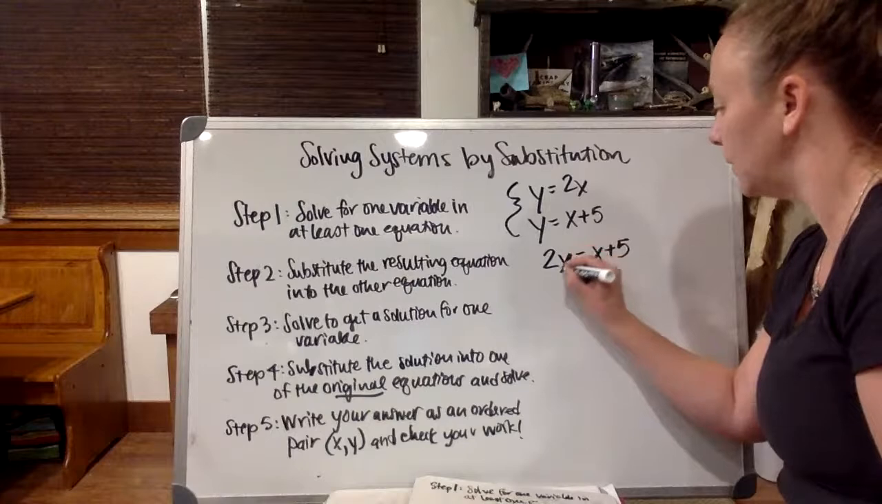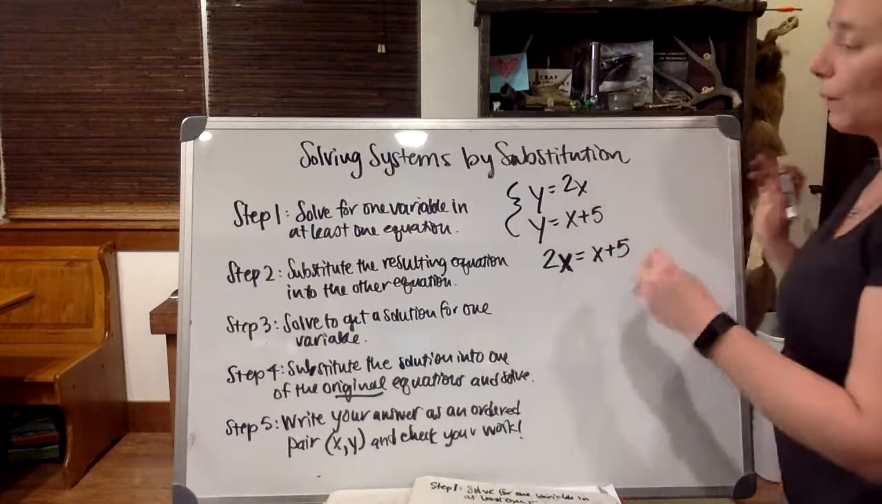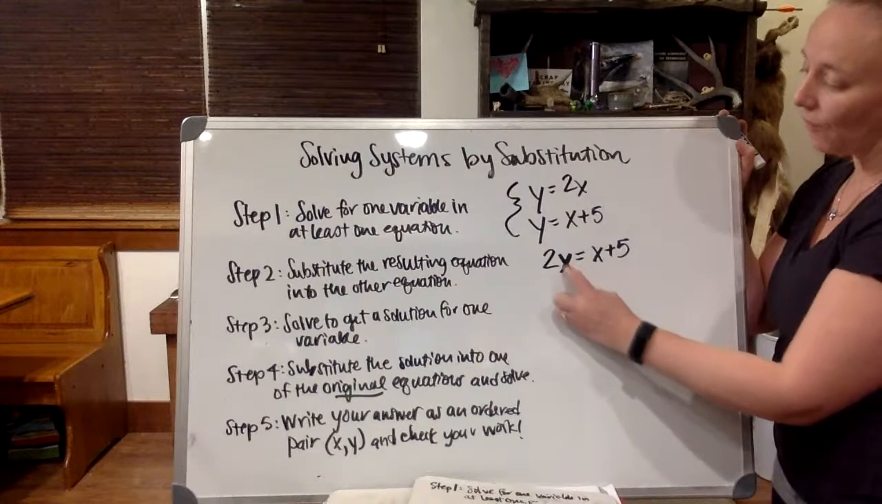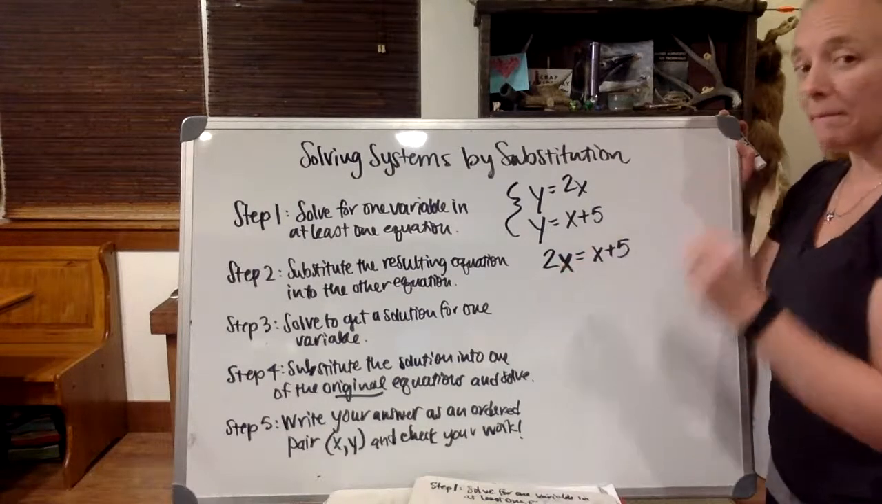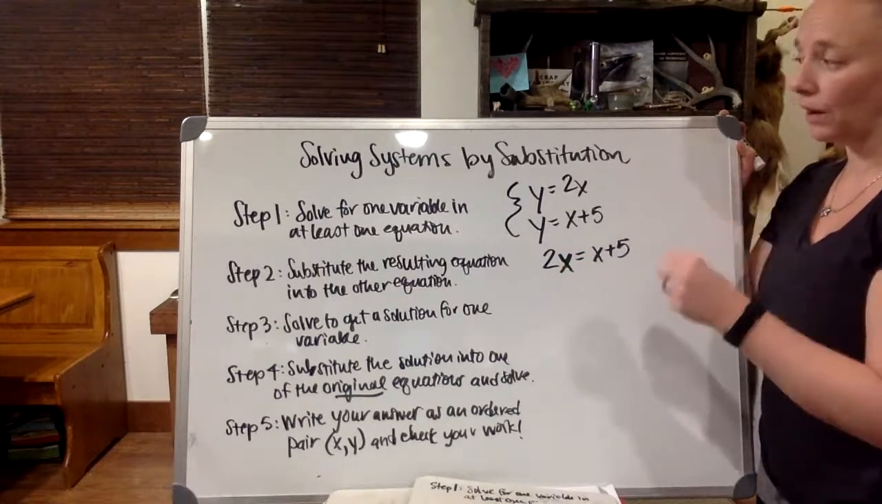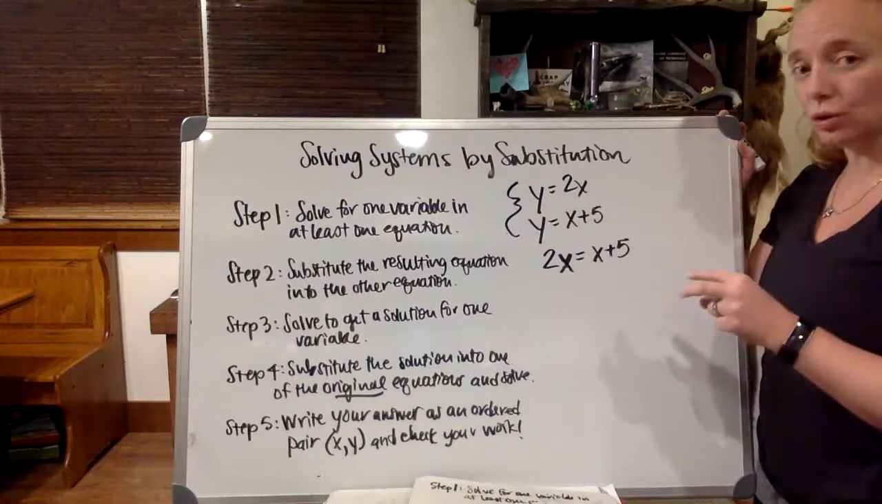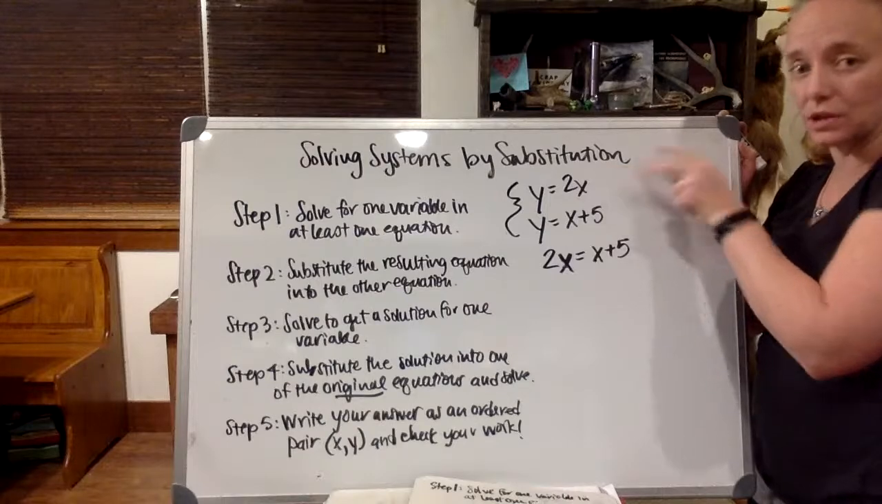I'm going to cut out that y variable so I don't have to worry about it and I can actually start solving. If I have one equation, the maximum number of variables I can actually solve for is 1. If I have 2 variables, I need 2 equations to solve them.